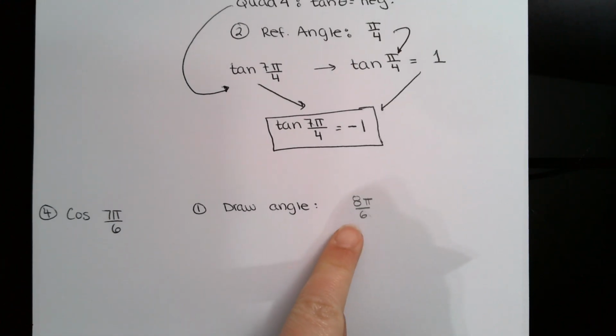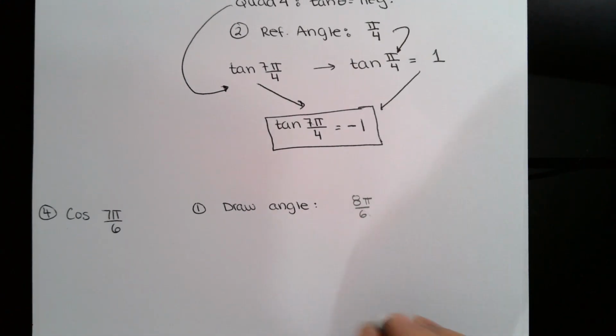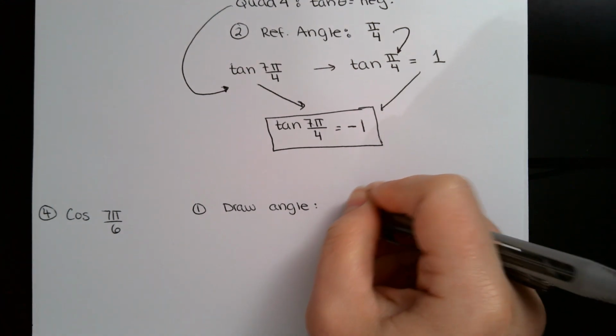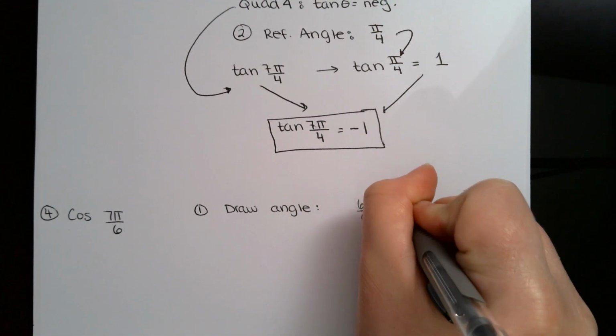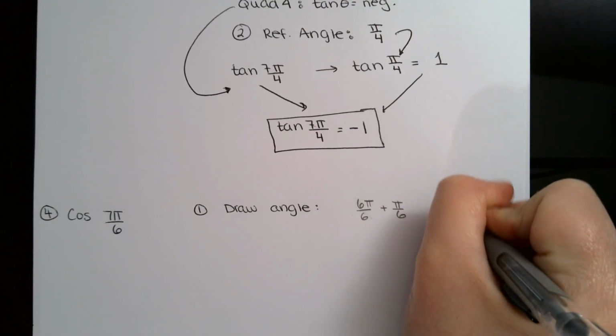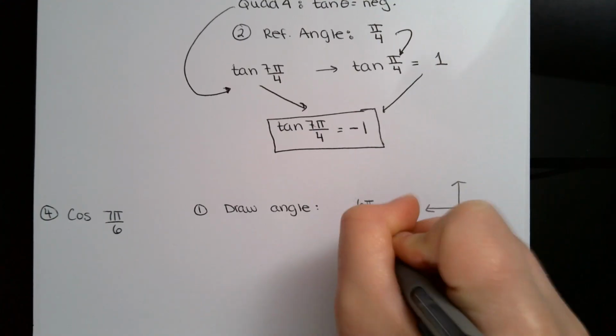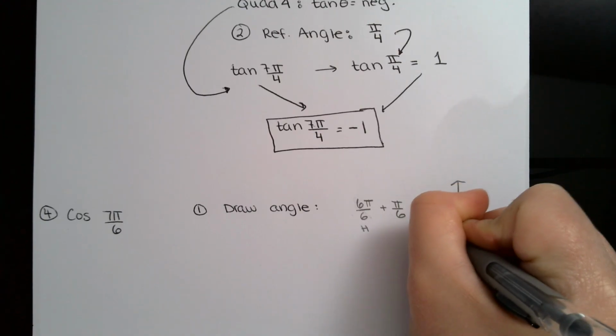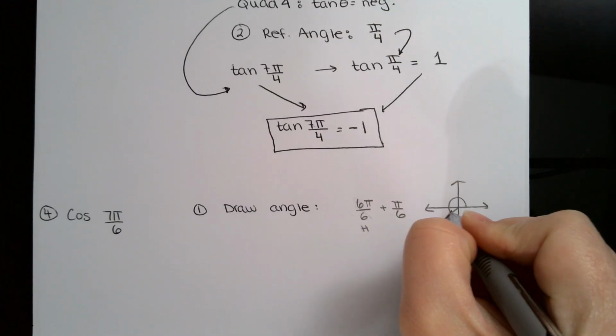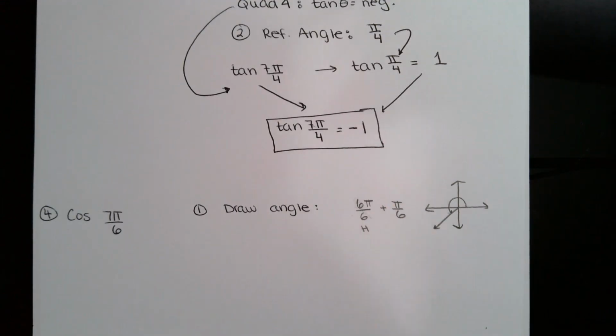But overshooting like this may not be beneficial because now you're going to have to simplify a fraction like 8 over 6. So instead, I'm going to go under: 6 pi 6 plus 1 pi 6. This is a half. This is a 6 more, which ends up giving us a reference angle of pi 6.